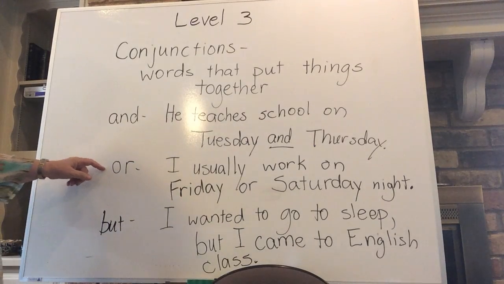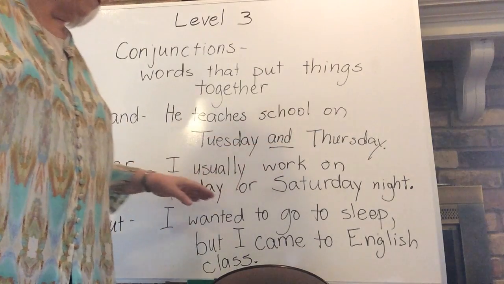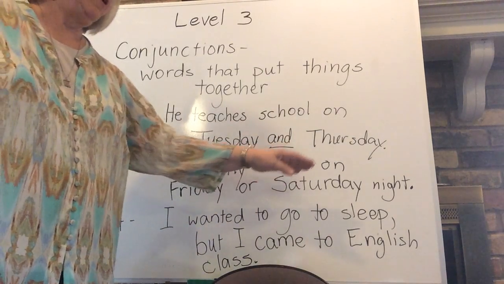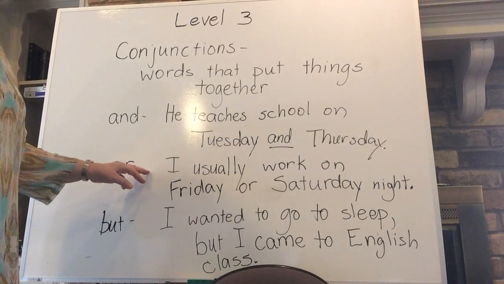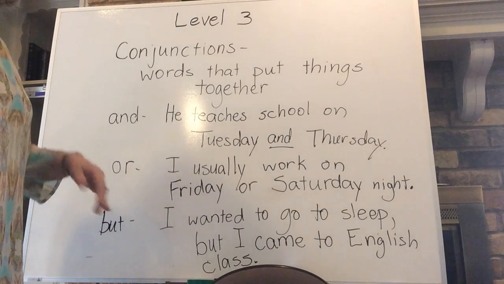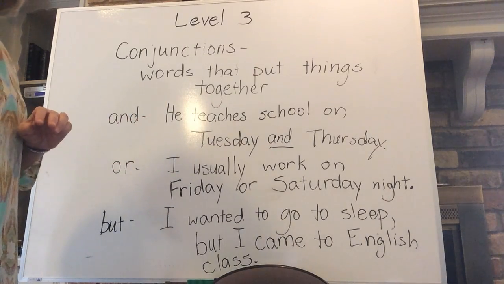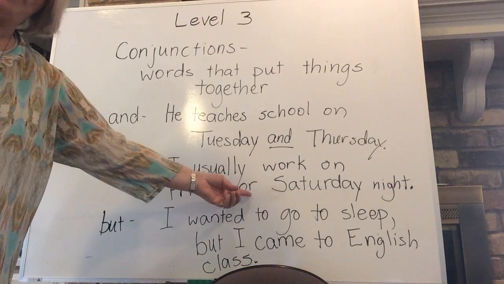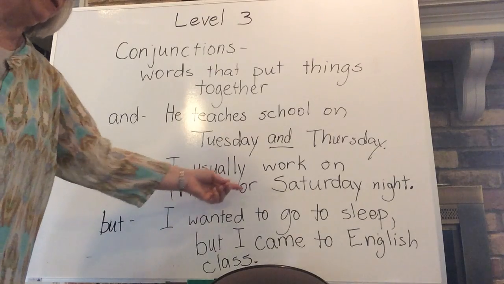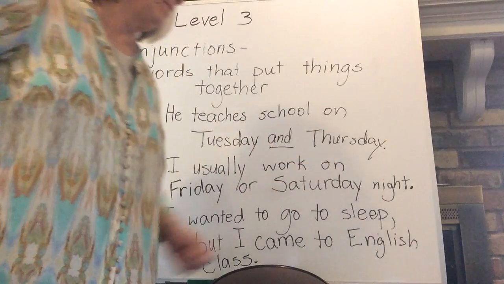Or is when there is a choice or when both parts are not true. I usually work on Friday or Saturday night. He doesn't work on Friday and Saturday night. He either works on Friday or he stays home on Friday and works on Saturday. So we use the word or for that because he doesn't work Friday and Saturday. He works Friday or Saturday night.